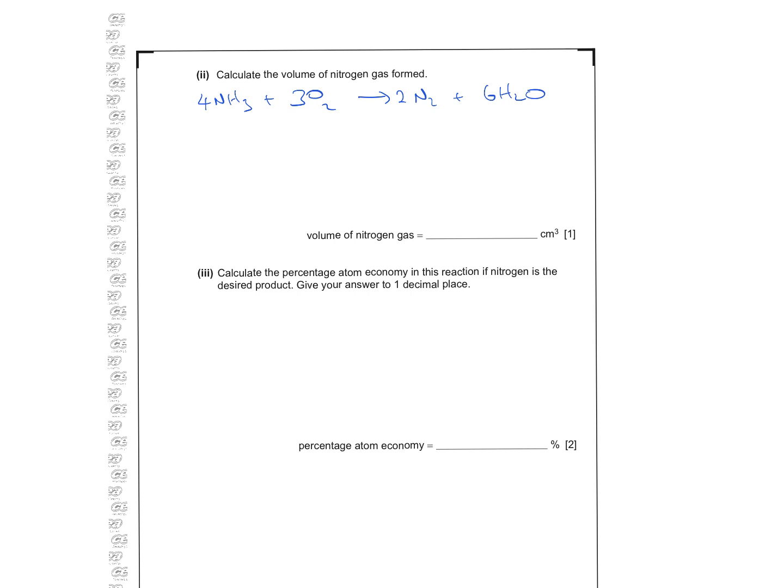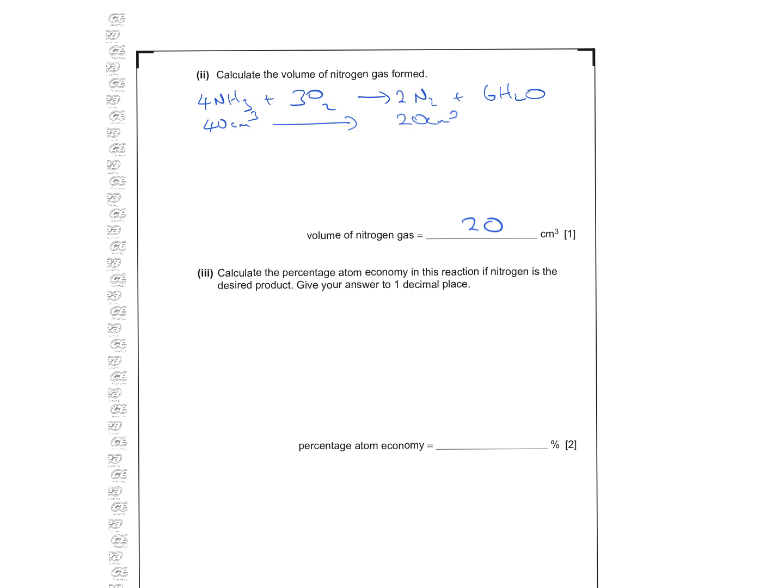Part 2, I have to calculate the volume of nitrogen gas formed. So I've written out the equation. And from the previous part, I know that 40 cubic centimetres of the ammonia react. And when it's gas volumes, we just simply look at the ratio. So it's 4:2. So that means 20 cubic centimetres of nitrogen form.